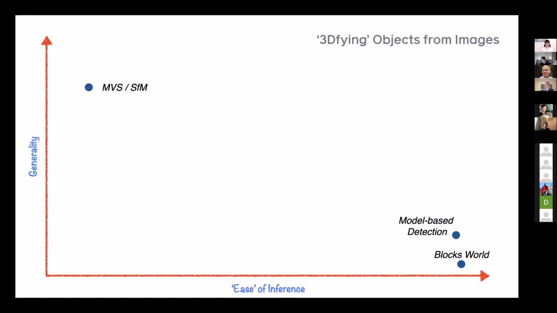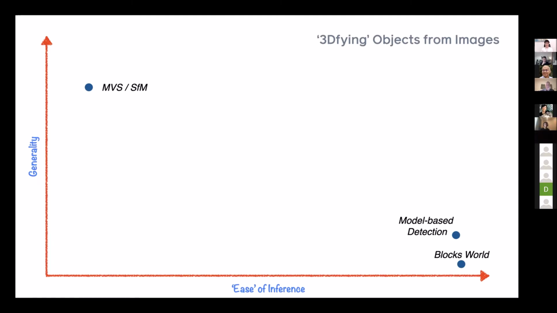And so they tackled a different space of this chart, where they were really general approaches that could, in principle, reconstruct any scene or an object, but required many images and often calibrated cameras to be able to do this sort of inference.